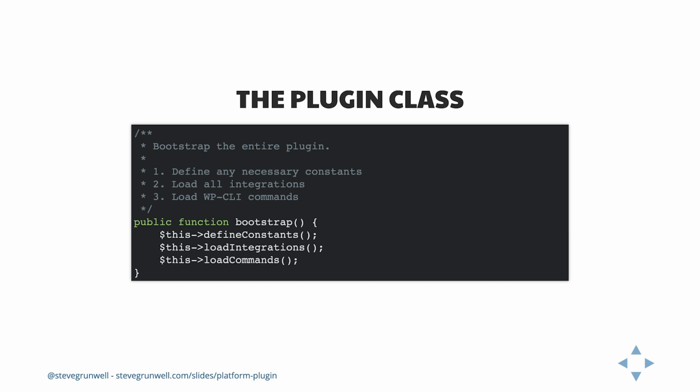Now the plugin class, which was purple on the diagram, this is the main plugin class, and its sole purpose is to set everything else in motion. It has exactly one public method, bootstrap, which is responsible for loading all of the integrations, including running their shouldLoad integration methods. It also defines constants and registers the WP-CLI commands. We'll see all of this in action in just a second.